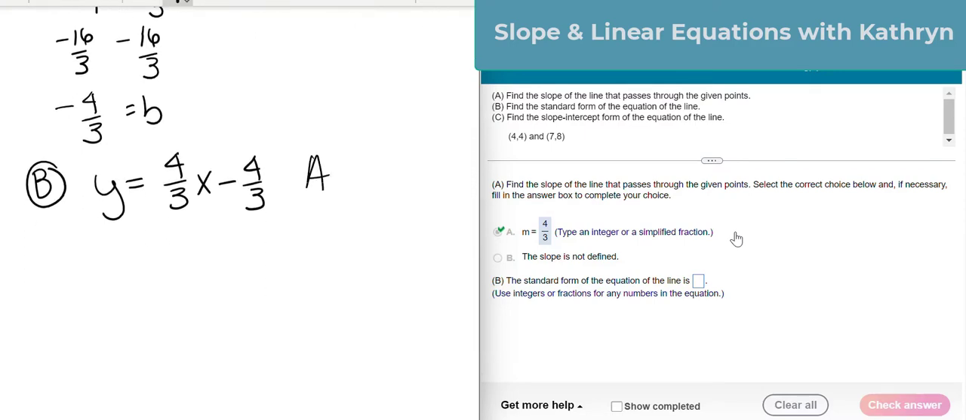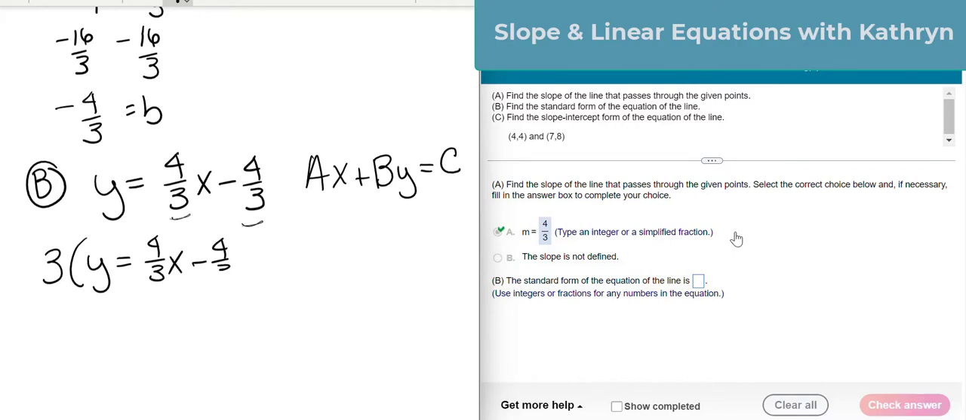Standard form is ax plus by equals c. So we need x and y on the same side, and then the constant or c on the other side. First thing to make our lives easier is I'm going to get rid of the denominator. And since we have a common denominator, I'm just going to multiply everything by 3. Okay, so let me just write what I'm doing. y equals 4/3 x minus 4/3, multiplying everything by 3. So I have 3y equals 4x minus 4, because these 3's are going to end up canceling.